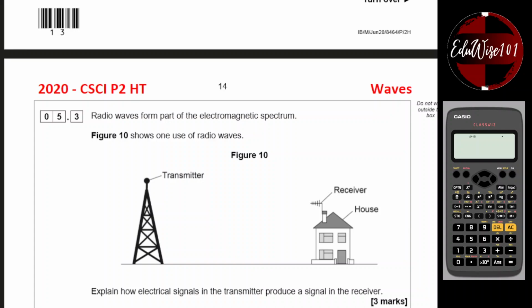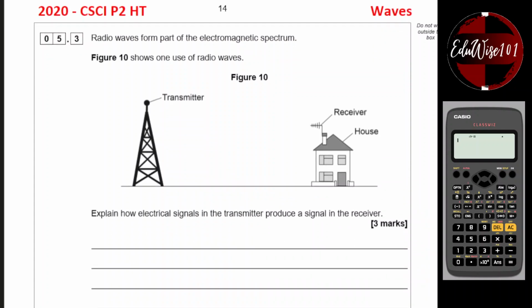Question number 5.3. Radio waves form part of the electromagnetic spectrum. Figure 10 shows one use of radio waves. Explain how electrical signals in the transmitter produce a signal in the receiver. So how are electrical signals in the transmitter able to produce a signal in the receiver, which is over here?